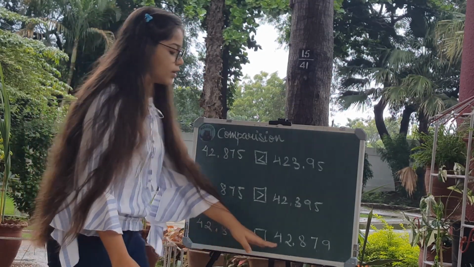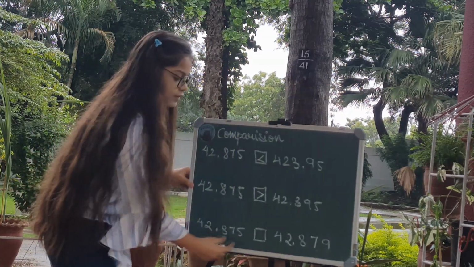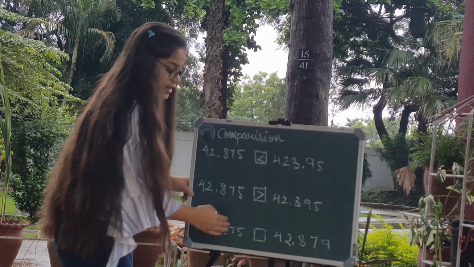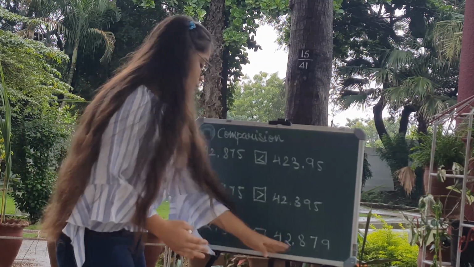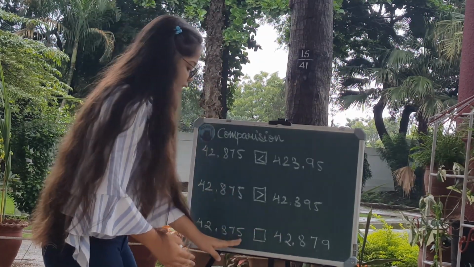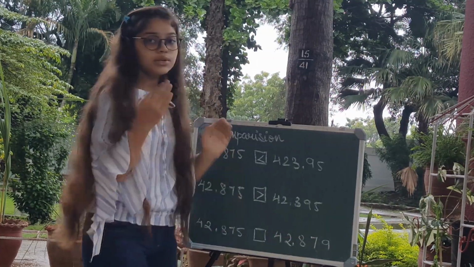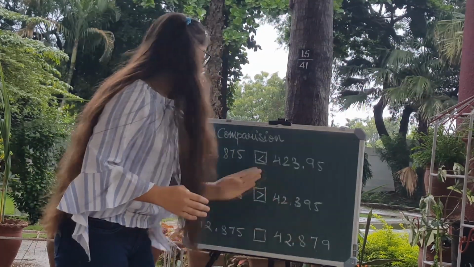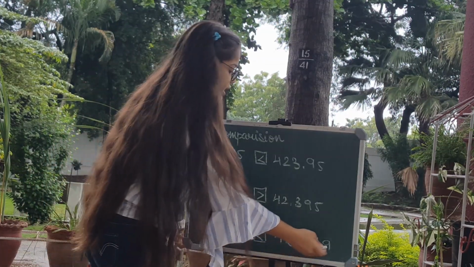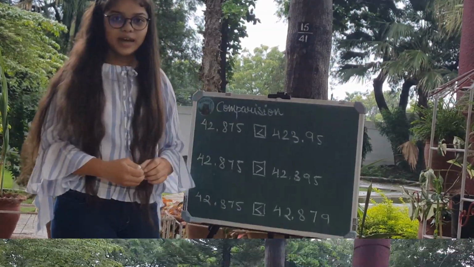Let us move on to the next example. 42.875 and 42.879. Here we see the whole number first, both are same. Then we see the first decimal place, the leftmost decimal place, both are same. Then next, both are same. But the last digit, here it is 5 and here it is 9. So you can tell simply that 9 is greater than 5 and therefore 42.879 is greater than 42.875.